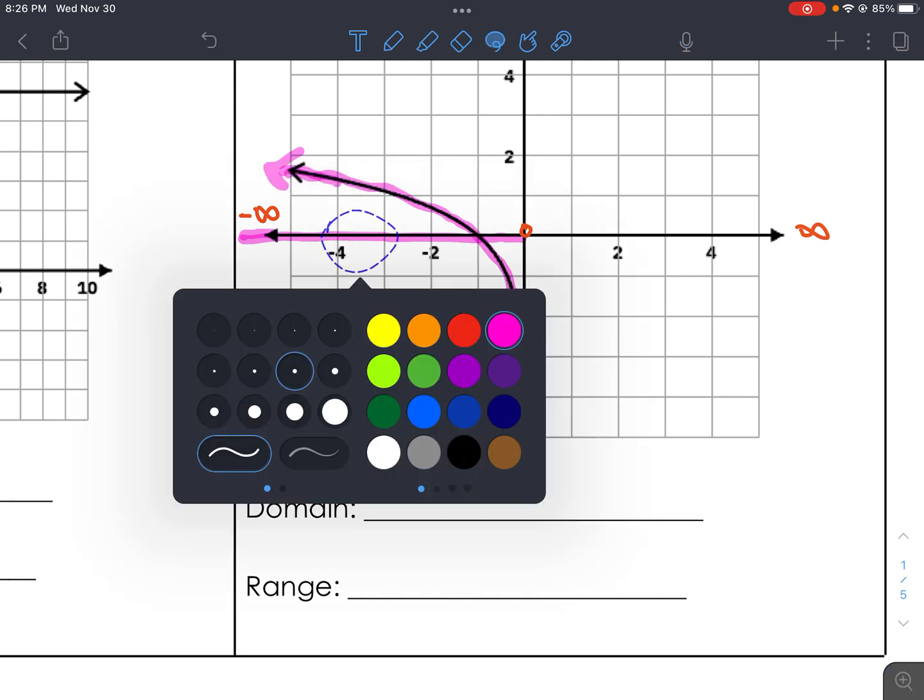Let me change a different color. No, not purple. Something obnoxious. Oh, that's obnoxious. Oh, well. Okay, never mind anyways.